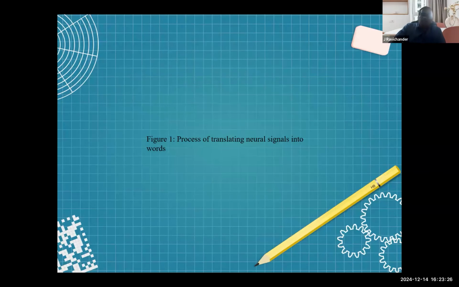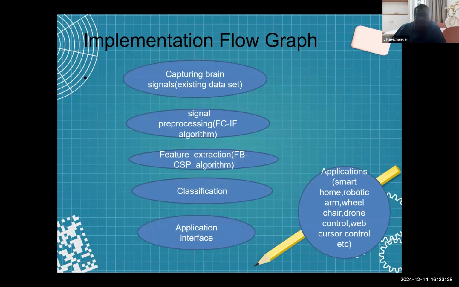Now, in a similar way, we can use this brain-computer interface in assistive technologies also. What are the assistive technologies we can use here? Now I told you about the control of the mouse. In the controlling of the mouse also, we can use this particular brain-computer interface.